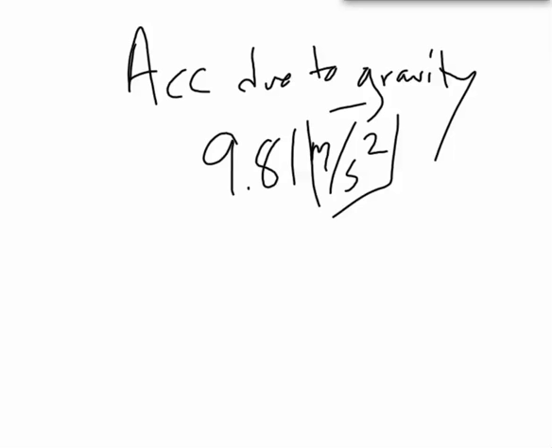So that means, let's say you were to drop an egg, like when you do the egg drop, you could drop it from the top of the gym, let's say. So you take your little egg and you drop it. After 1 second, how fast is that thing going? 9.81 meters per second.